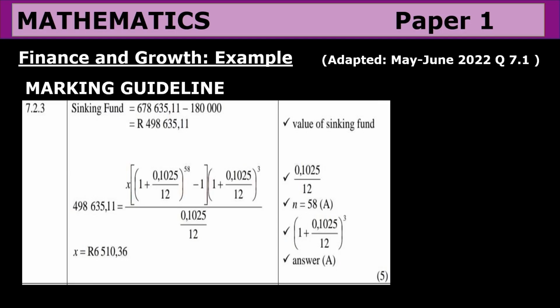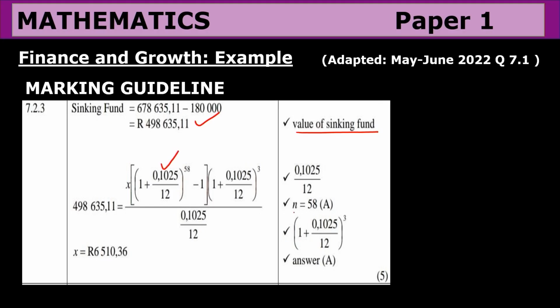Let's look at where we're going to get those marks. Well, firstly, it's going to be the value of the sinking fund, and that is what the machinery is going to cost minus the amount that they are going to sell the old machinery at, and that is going to be 1 mark, the 498,635 rands and 11 cents. Then we're going to get a mark for the interest, which is that 10.25% compounded monthly.